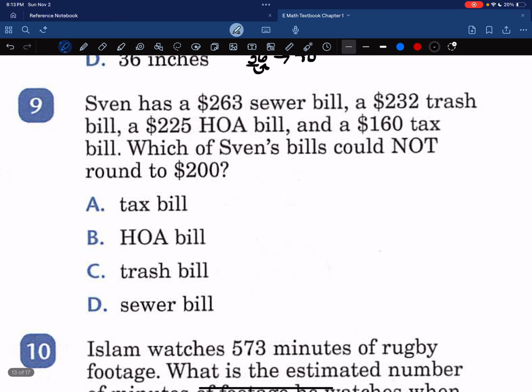Number 9. Sven has a $263 sewer bill. Just going to go ahead and write that down there. A $232 trash bill. A $225 homeowners association bill. And a $160 tax bill. Which of Sven's bills could not round to 200?